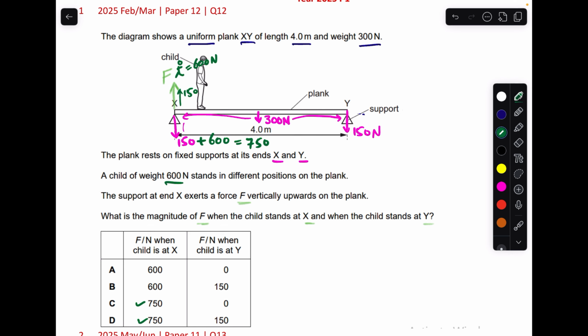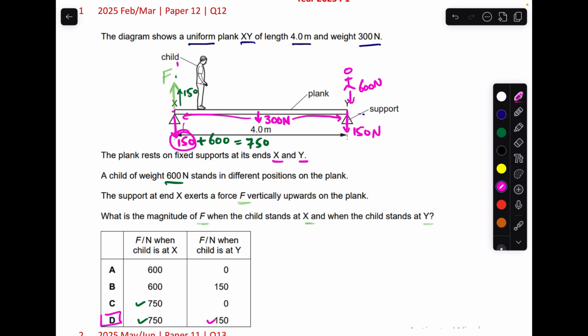And when the child is standing at position Y, now you are removing this force from here. The child will be at Y, so it will be exerting 600 newton force here. So there will be no force because of the child at point X, because the child is standing at Y. All of the force of the child will be exerted at Y. So there will be only one force, that is of the plank. So it should be 150. So it's option D.